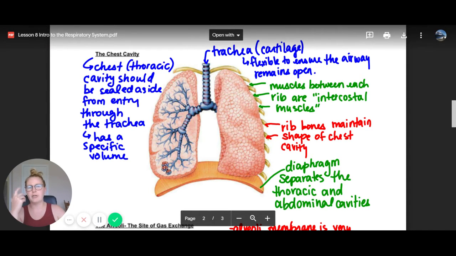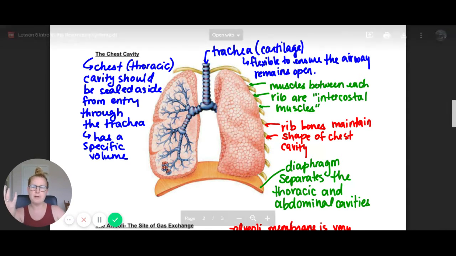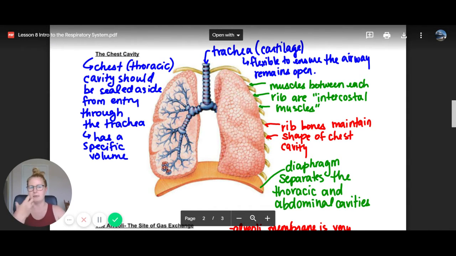So again, the trachea here is made mostly of cartilage. It is flexible to ensure the airway remains open and that we're able to actually get the oxygen in and the CO2 out. Now, in between each of these ribs, I'm showing the bones here, rib bones. Those are maintaining the overall shape of the chest cavity. They also have a protective aspect to them as well. So as I was saying before, if I was to just lie down, I'm not going to have crushing of my lungs when that happens. The rib cage is maintaining that cavity.